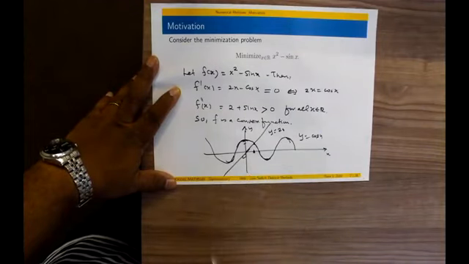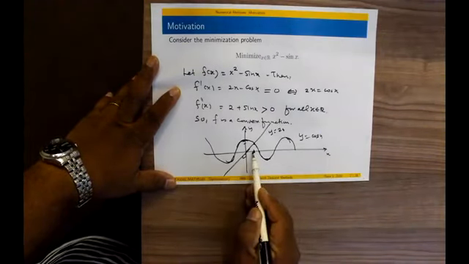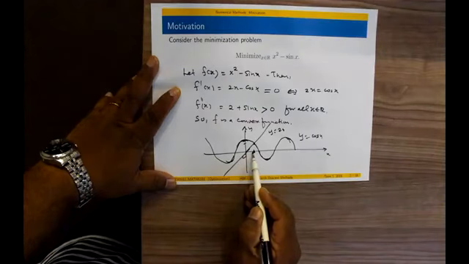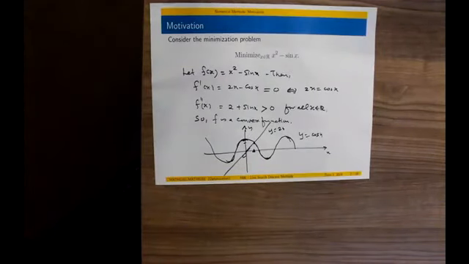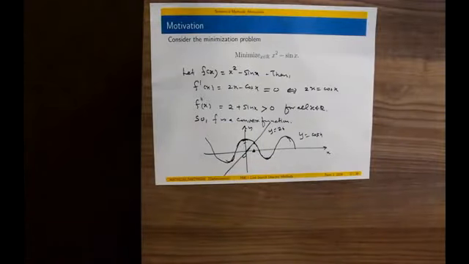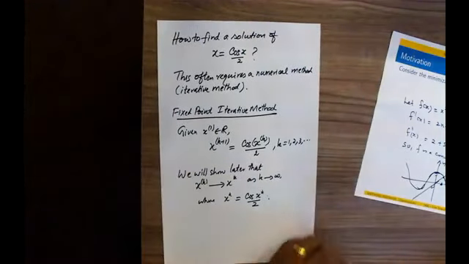So you go to an iterative method to find it. You can only find an approximate solution. There is no way of finding the exact solution. Mathematics is not there to do that. So the question you're going to ask is: how do we find a solution?